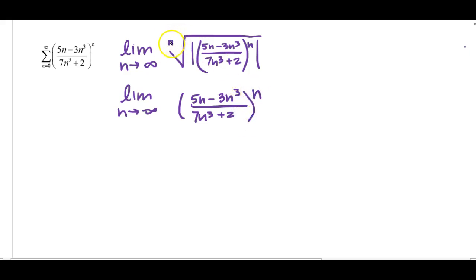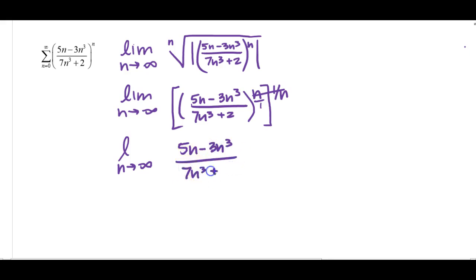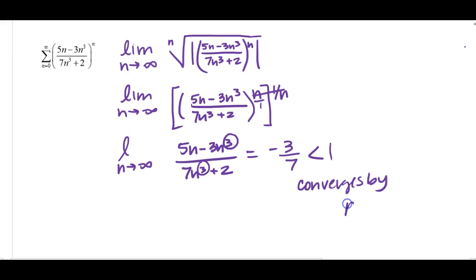And then instead of writing this as an nth root, this whole thing can be thought of as being taken to the power of 1 over n. So I'm rewriting an nth root as to the 1 over n. So now n and 1 over n, this is like n over 1, this cancels. So now I'm just doing the limit as n approaches infinity of this rational function 5n minus 3n cubed over 7n cubed plus 2. Since the degrees here match, this is going to converge to negative 3 over 7, which is a quantity that is less than 1. So we know that this converges by the root test.